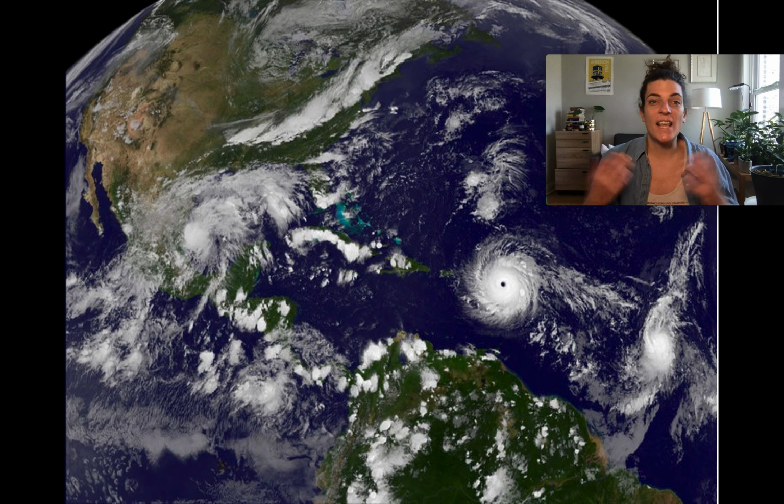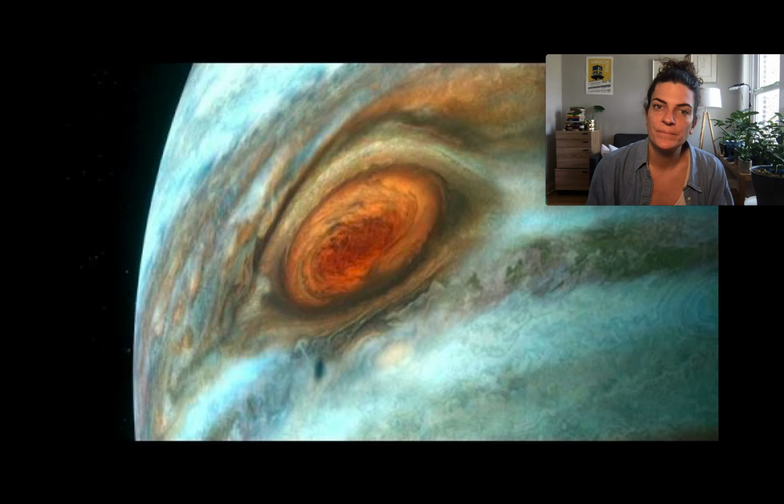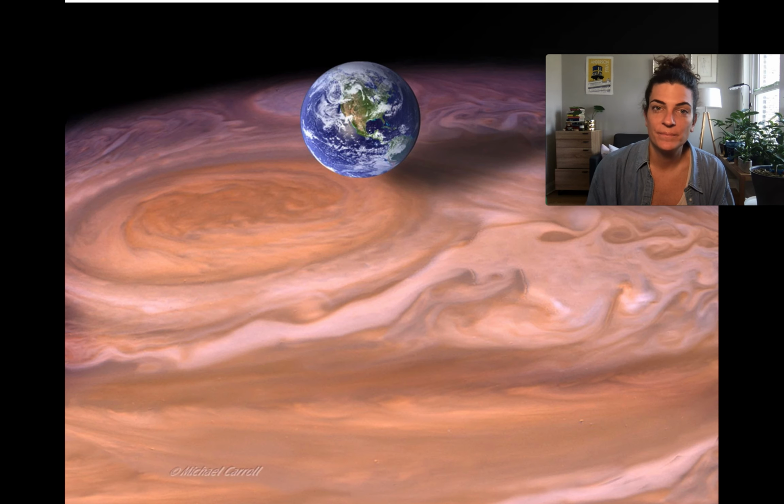Okay, same goes for when we observe weather patterns. If the timescales are shorter, well, we can assume that the same mechanisms that are creating these weather patterns have existed as long as there's been this constituent makeup of the atmosphere. And on other planets as well, like Jupiter. I don't know why this photo's here.